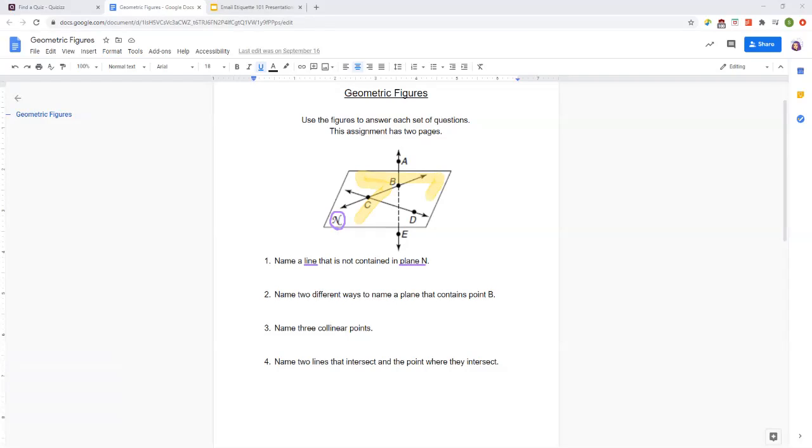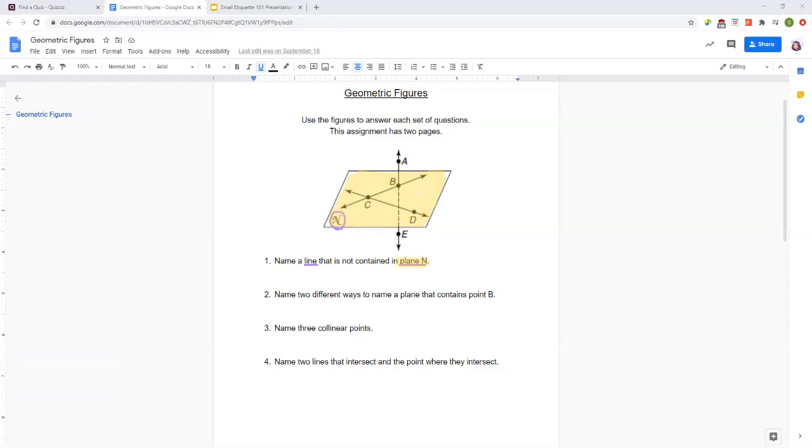So one of the things I have students do in person is I use highlighters. So this is the plane we're talking about here. I highlighted it in yellow. All right, so that's our plane N. And we want to find a line that's not contained in there.